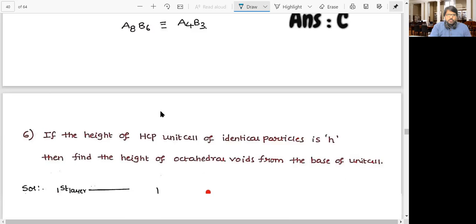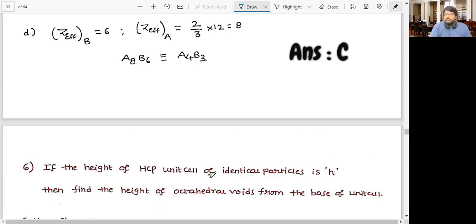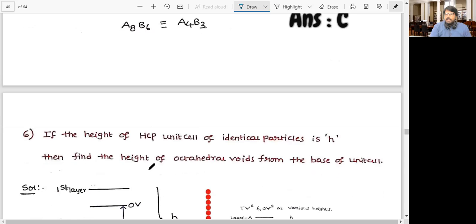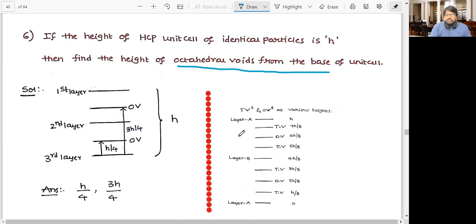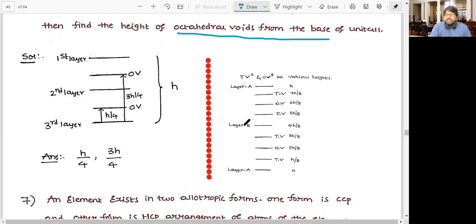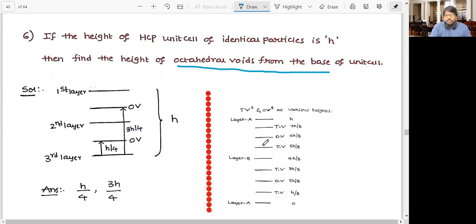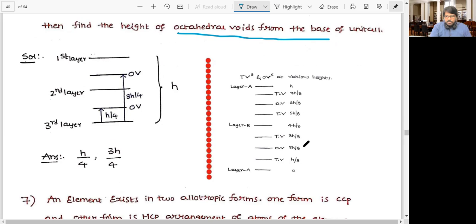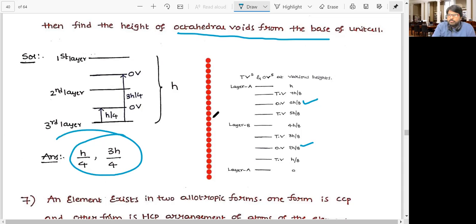The next one: if the height of an HCP unit cell of identical particles is H, then find the height of the octahedral voids from the base of the unit cell. I gave the hint, but this derivation is very lengthy. Now he's talking about which voids? Octahedral voids. So here, this is an octahedral void at H by 4. This is an octahedral void at 6H by 8, so that is 3H by 4. So straight away the answer is H by 4 and 3H by 4.